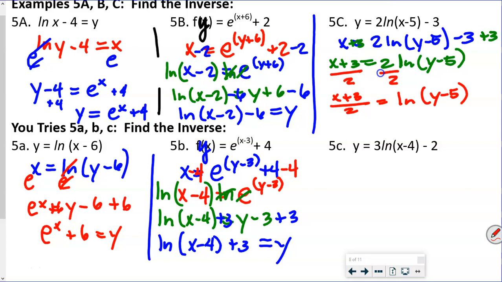5. So again, how do we get rid of the ln? We take it to the e power, right? So we're going to take both of these, e's to the e power. So that's going to give me, then these cancel out, right? So then we're just left with the y minus 5 over there on the right. So we're then going to add 5 to both sides. So this is going to end up being e to the x plus 3 divided by 2 power.